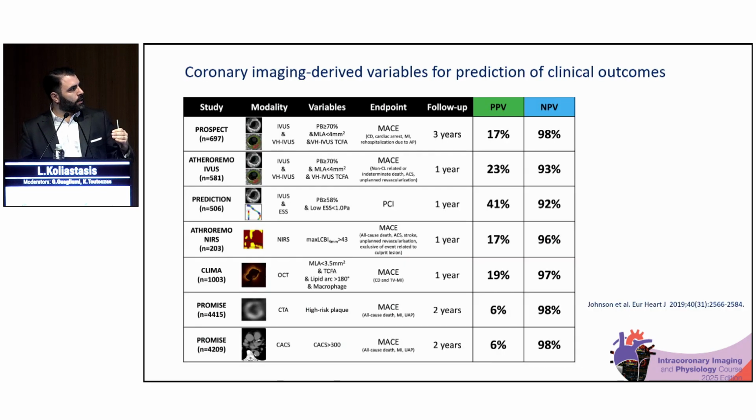And when we combine all the big trials that tried to assess the coronary imaging-derived variables for prediction of clinical outcomes, the one thing that is very impressive is the negative predictive value on the right-hand side. And if we talk specifically about the PREDICTION trial that combined the use of IVUS and shear stress of the coronary artery, we have a relatively high positive predictive value.